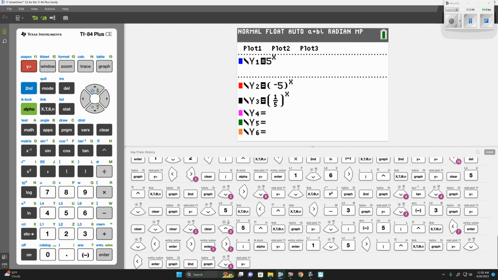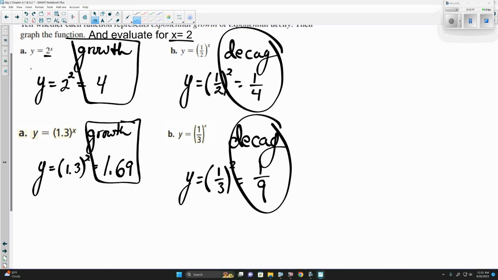So we can't really consider negative 5 to the x as an exponential growth or decay function because it does this jumping motion. And that's why we really don't talk about having a base, this 2 or 1.3, being negative, because they don't work.